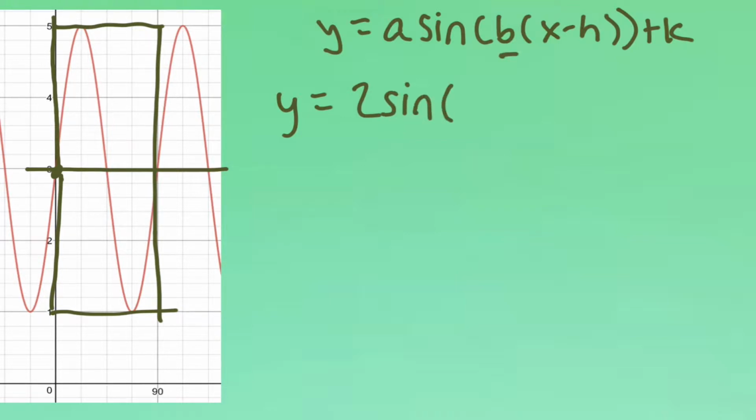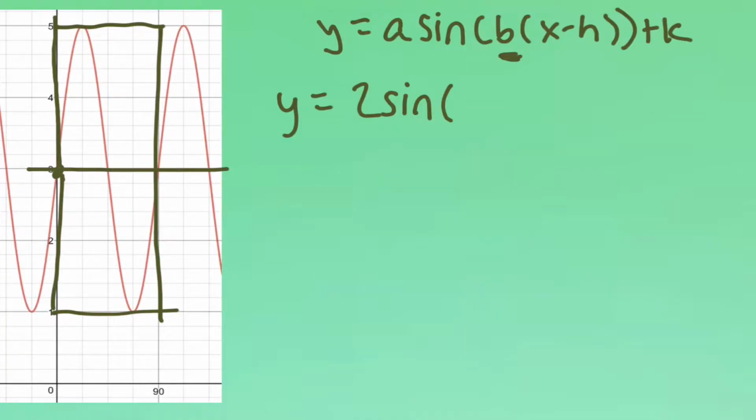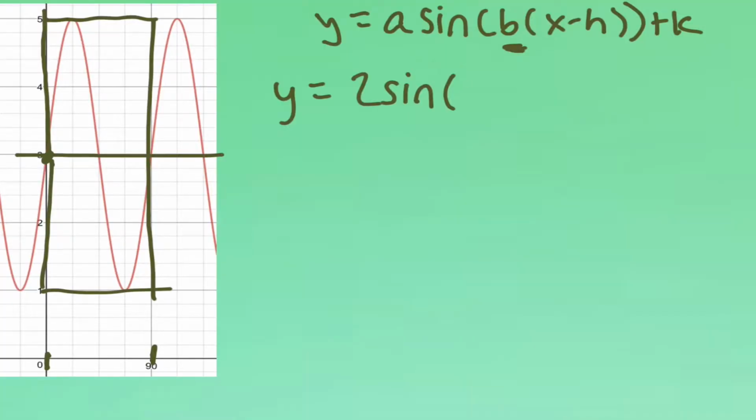Then we need the b value. Remember, b is the number of cycles in 2 pi for sine and cosine. So if we look down, we see that it ends at 90 degrees. If it starts at 0 and ends at 90, that means one period is pi over 2. So think about how many cycles would be in 2 pi. Well, that's going to be 4, because 1 goes to pi over 2, then the second cycle goes to pi, and then the third goes to 3 pi over 2, and then the fourth goes to 2 pi. So it's going to be 4.